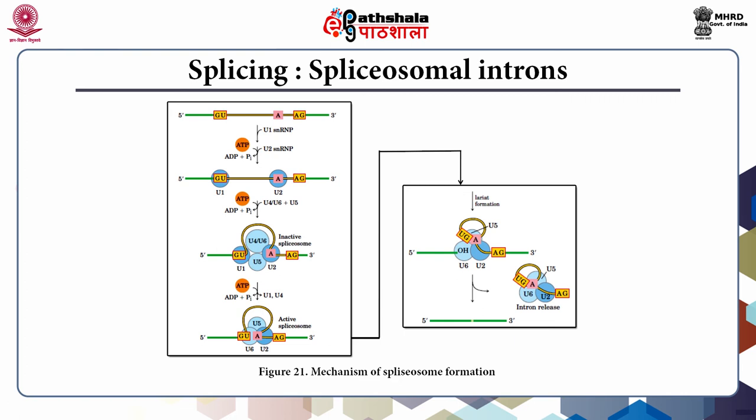Binding of the U2 snRNP brings about activation of the internal adenine residue whose 2' hydroxyl group will make a nucleophilic attack at the 5' splice site, leading to formation of a lariat-like intermediate structure and formation of a free hydroxyl group at the end of the 5' splice site. This hydroxyl group now attacks the 3' splice site, completing the reaction.